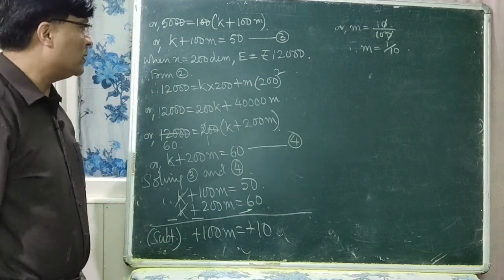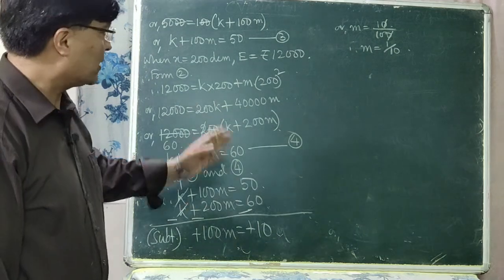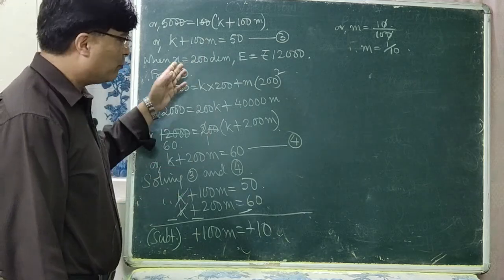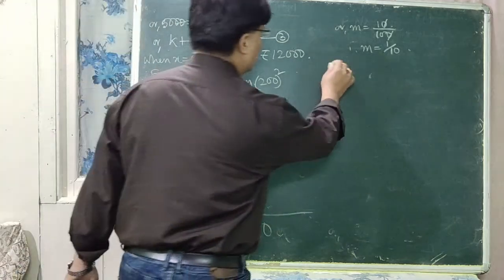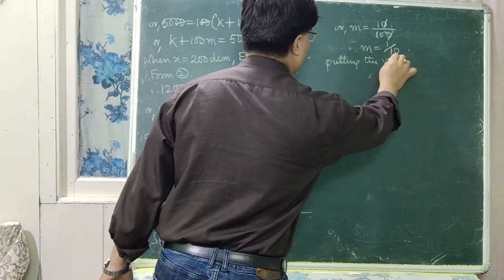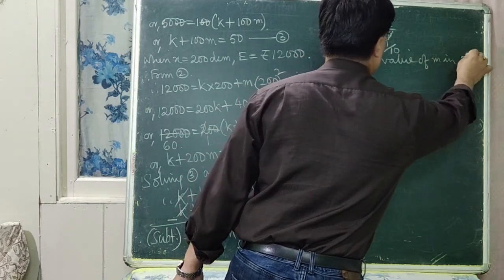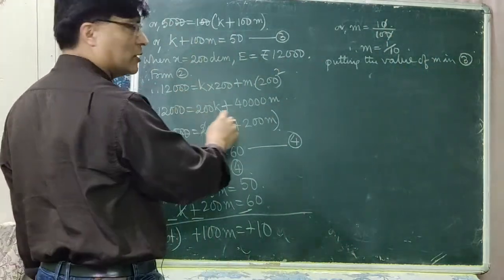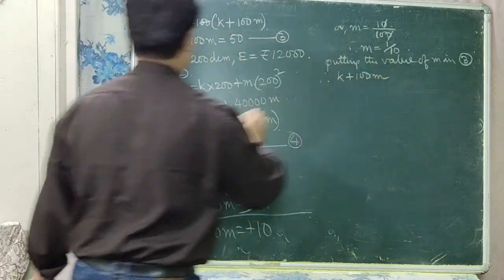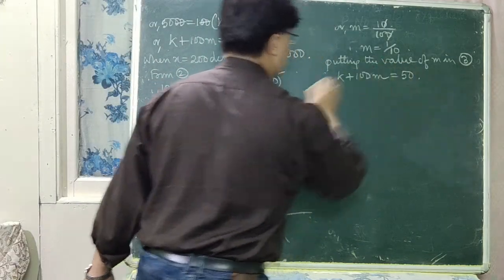So next, what will you do in the next step? You have to get the value for k. So putting the value of m in equation 3. You can put it in equation 4 also. So putting the value of m in equation 3. So what is equation 3 out here? It is k plus 100m. K plus 100m is equal to 50, right?